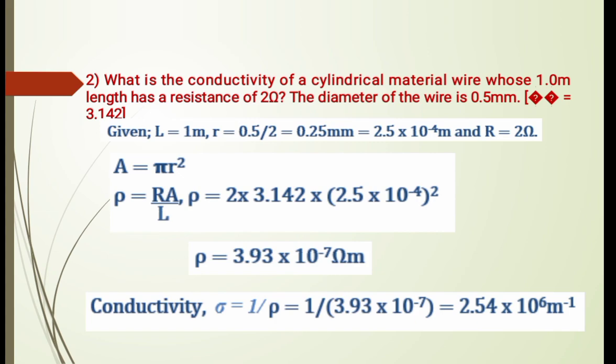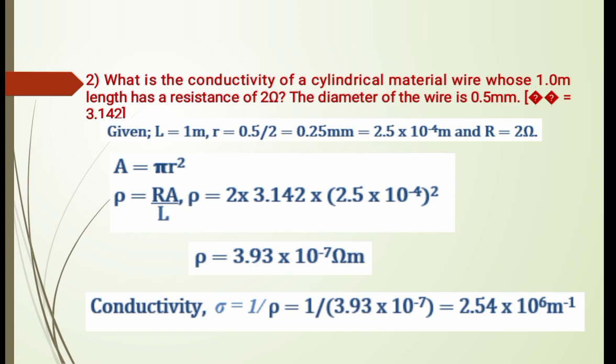Similarly, we can as well find the value of our area using A equal to pi r squared, and substituting all these values into the formula of resistivity, which is equal to resistance multiplied by area divided by length. We have a value to be 2 multiplied by 3.142 multiplied by 2.5 times 10 to the minus 4 squared. That is substituting the value of our area into the expression. Now remember, our length is 1, so it will have no effect on the calculation. That's why we are not dividing the equation by 1.